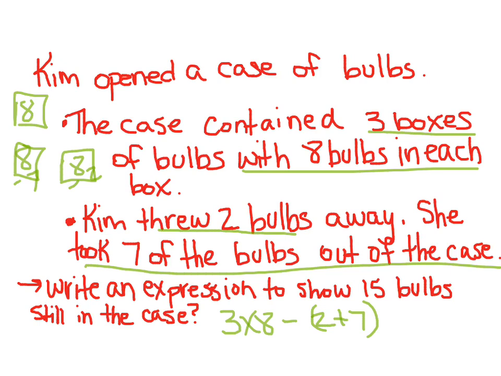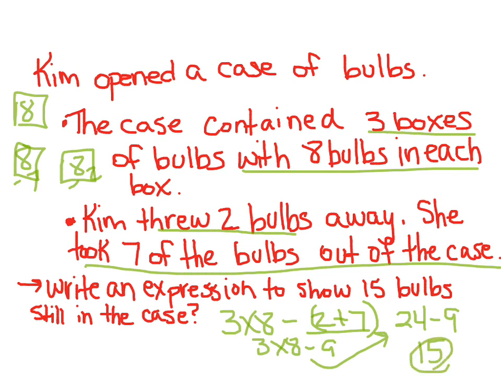So if we were solving this, we would say 7 plus 2 is 9. 3 times 8 minus, okay, you're going to solve next 3 times 8, which is 24. I don't have room, so I'm going to put it over here. 24 minus 9, and 24 minus 9 equals 15. So that means our expression 3 times 8 minus parentheses 2 plus 7 was correct. We wrote an expression to show that there are 15 bulbs still in the case.